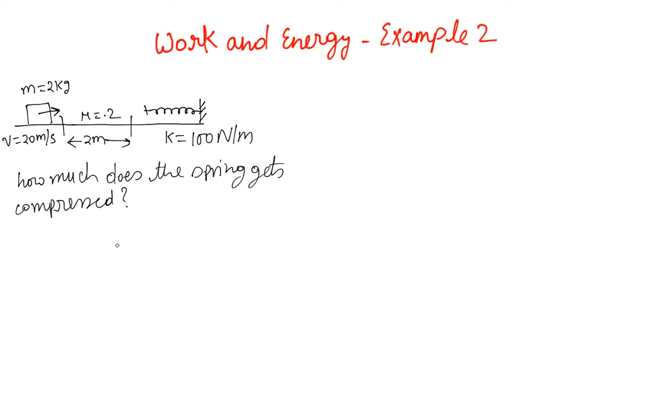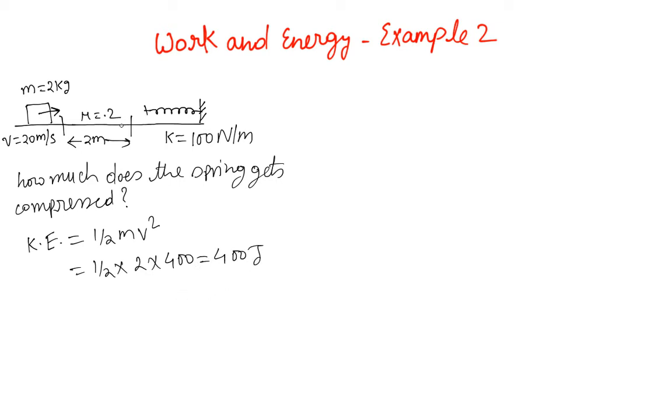Okay, very much similar to the last example. Let's start with how much energy we start with. Well, all the energy initially is kinetic energy, which is given as half mv squared, which is going to be half multiplied by 2 multiplied by 400, which is 400 joules.